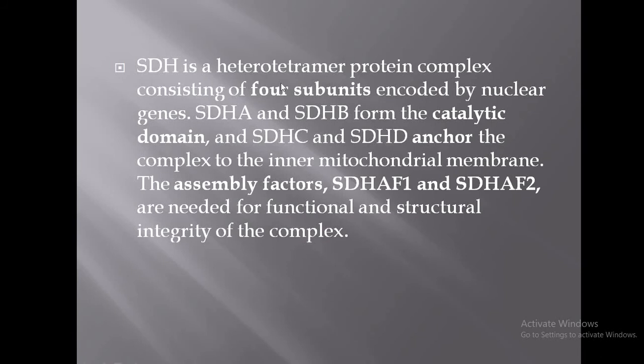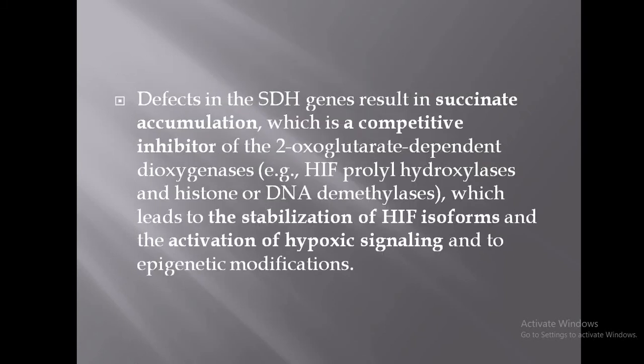SDH basically has 4 subunits and it's encoded by nuclear genes. SDHA and SDHB form the catalytic domain, while C and D anchor the complex to the inner mitochondrial membrane. The assembly factors SDHAF1 and SDHAF2 are needed for the functional and structural integrity of the complex. Defects in the SDH genes result in succinate accumulation, and this is a competitive inhibitor of the 2-oxoglutarate dependent dioxygenases, HIF prolyl hydroxylases and histone or DNA demethylases. About the HIF prolyl hydroxylase I've told you before. When you have a defect in the SDH, succinate accumulates, it inhibits the 2-oxoglutarate dioxygenase, and this leads to stabilization of HIF isoforms and hence the activation of hypoxic signaling.